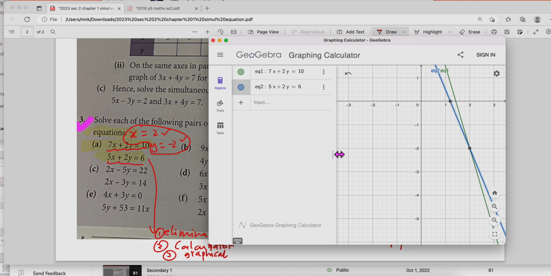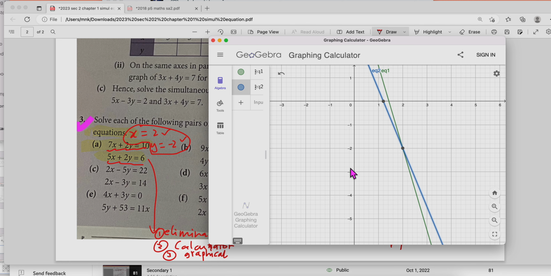I have a question though. How do you find any of the x or y numbers? Later on, we do graphical later. Okay. So the intersection point is 2 and minus 2, right? This 2 is the x equal to 2. This negative 2 is the y equal to negative 2, because 2 represents the x coordinate, and the negative 2 represents the y coordinate.